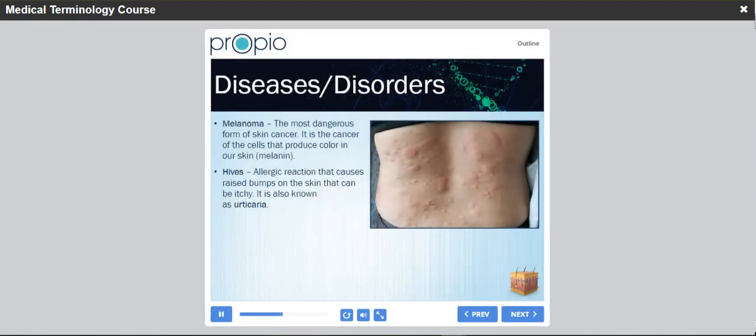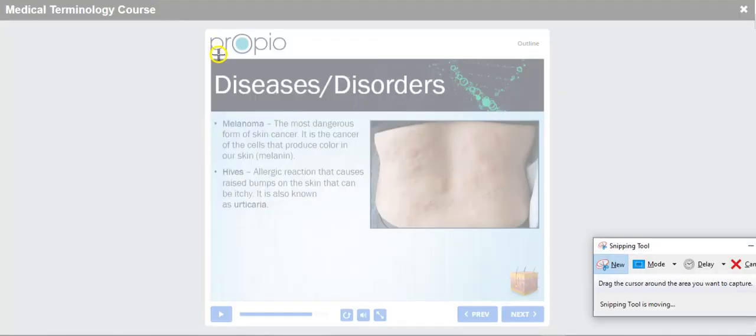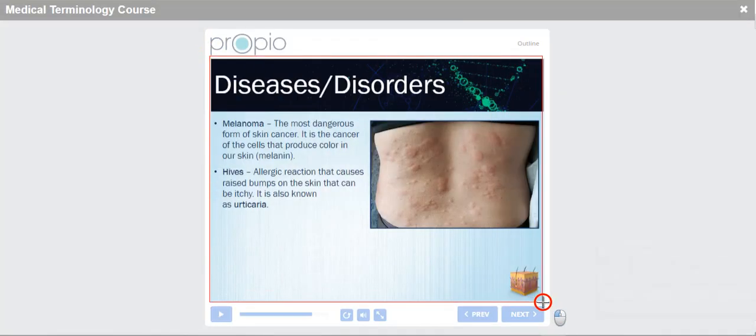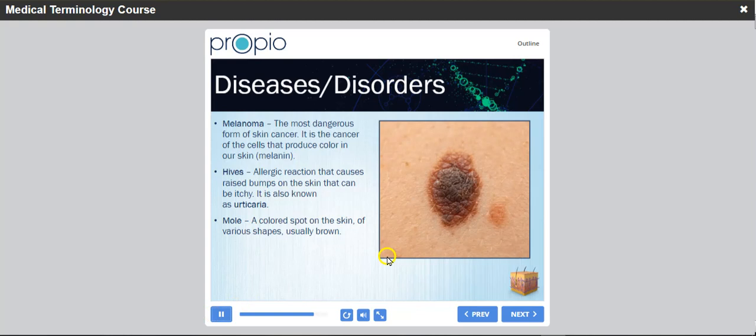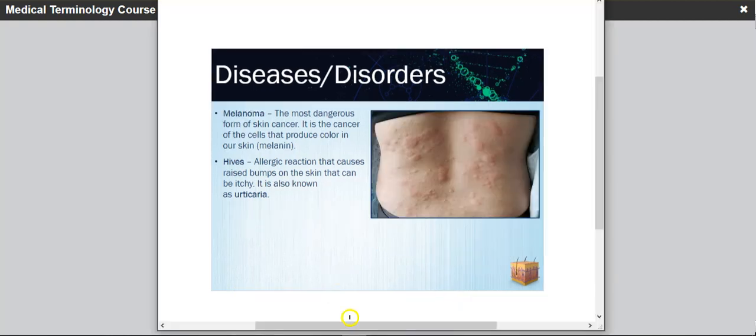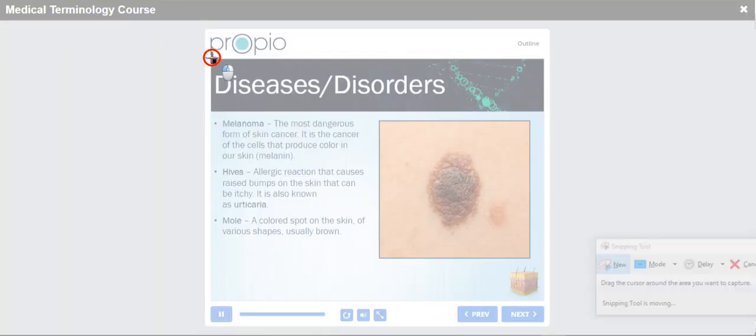It's an allergic reaction that causes raised bumps on the skin that can be itchy. It's also known as urticaria. Mole is a colored spot on the skin, of various shapes, usually brown.